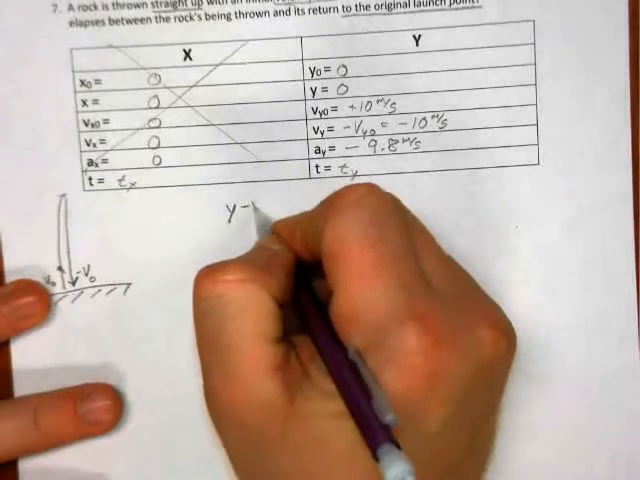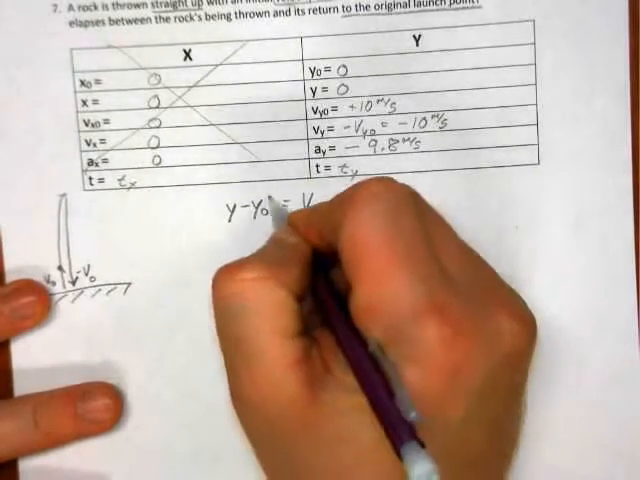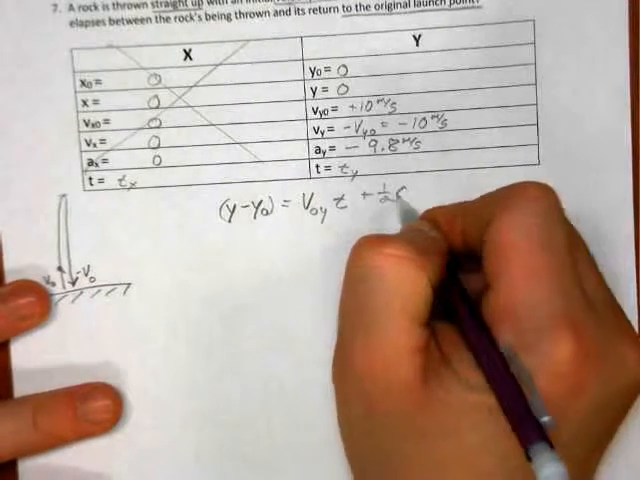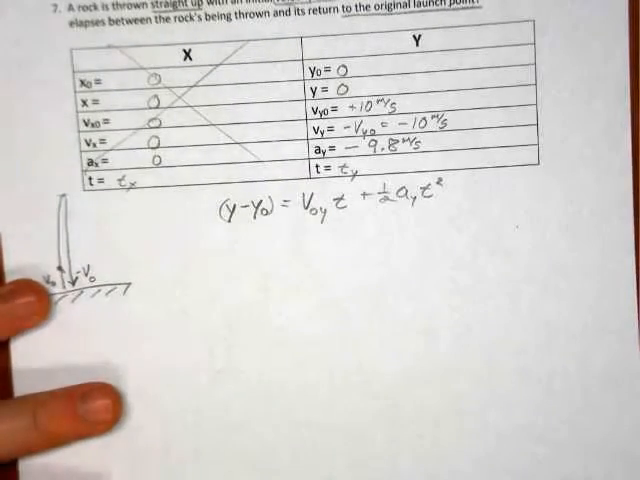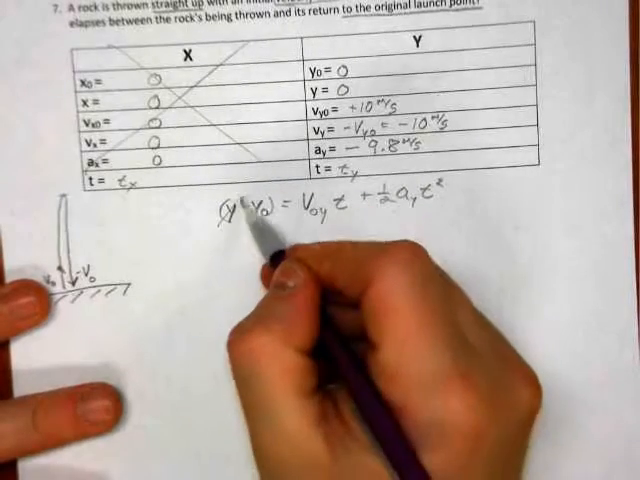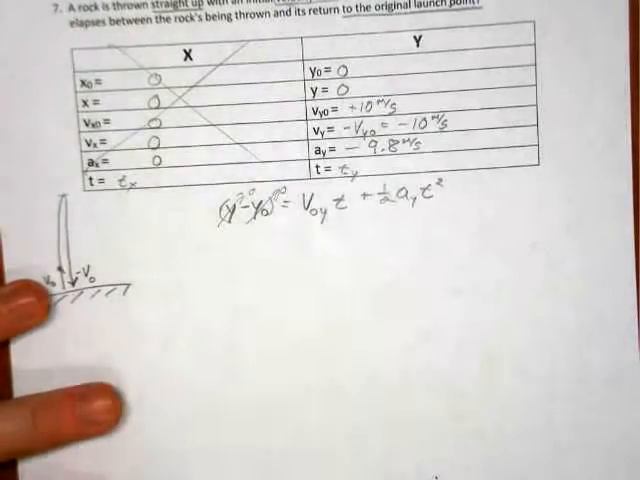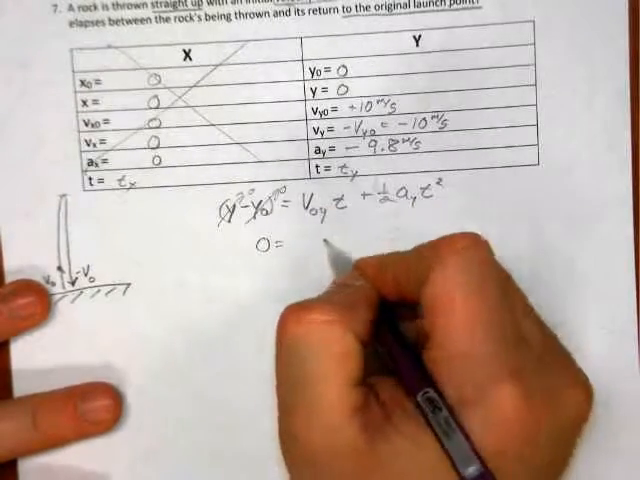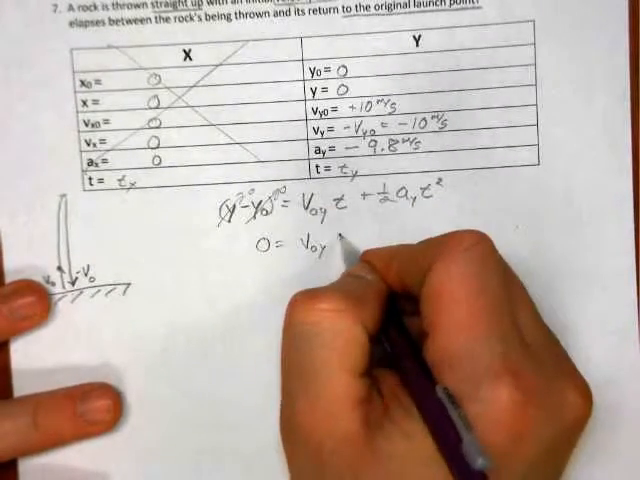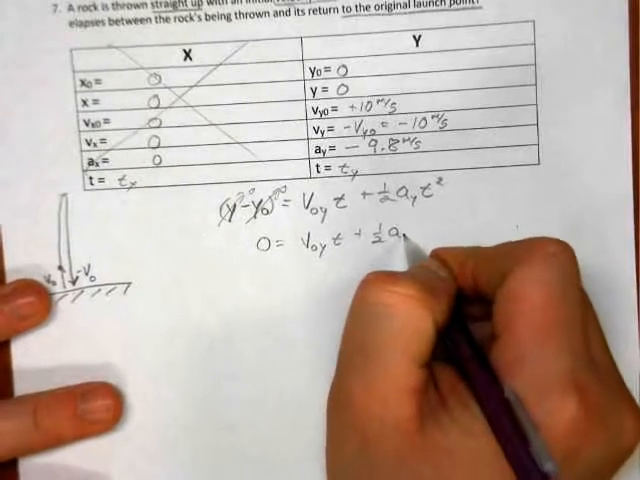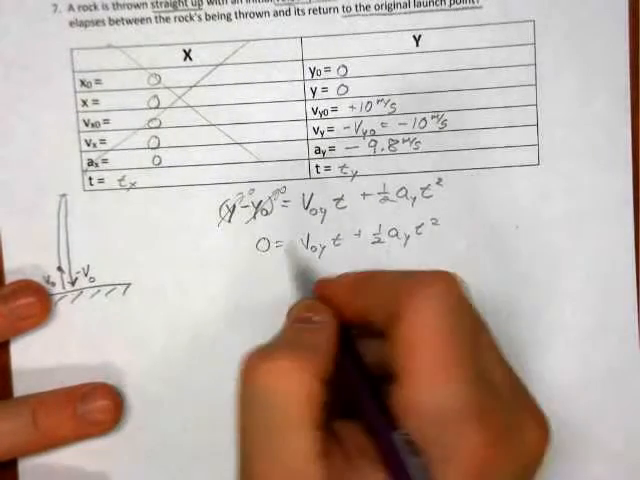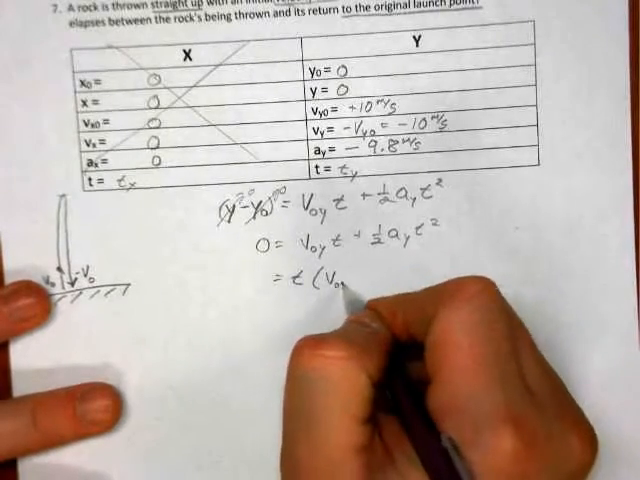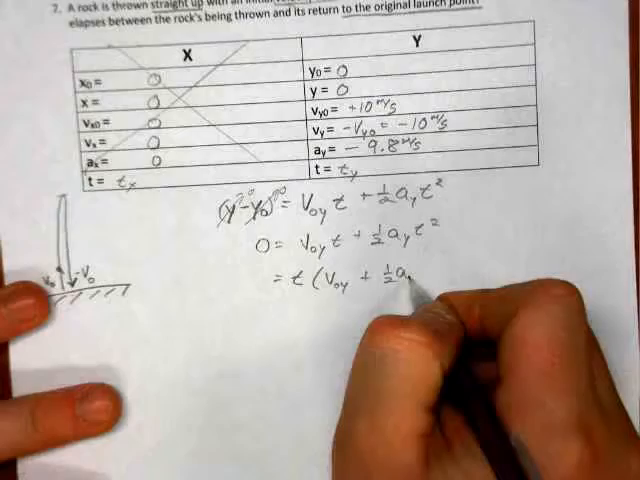So y minus y0 equals v0y times time plus 1/2 ay t squared. We know that equals 0. We know that equals 0. We have this. We can solve for time. v0y t plus 1/2 ay t squared. I can factor out a t from every term here: t times (v0y plus 1/2 ay t).